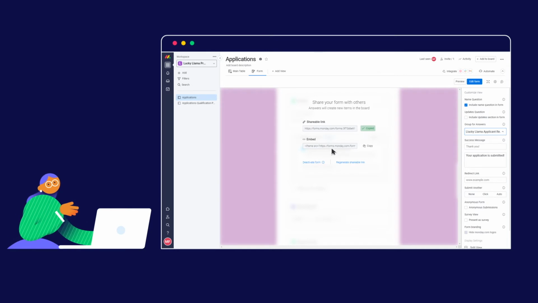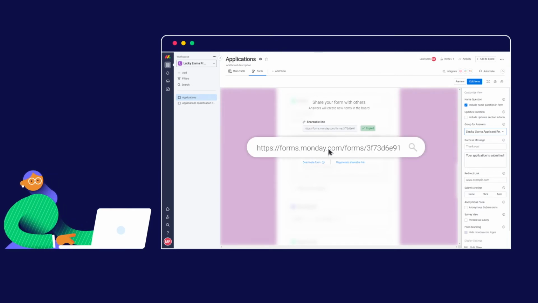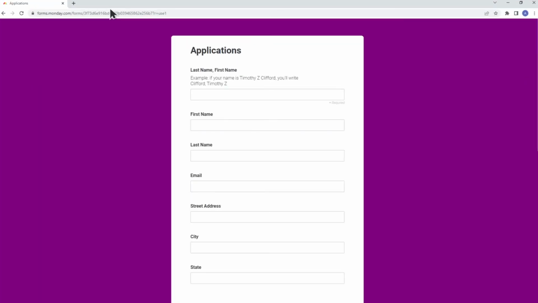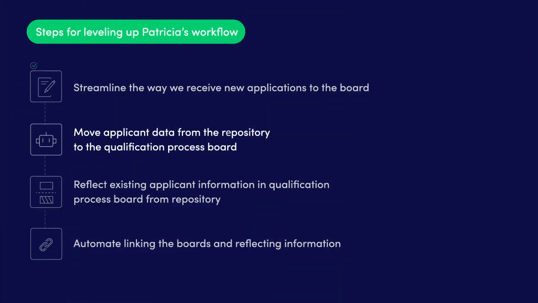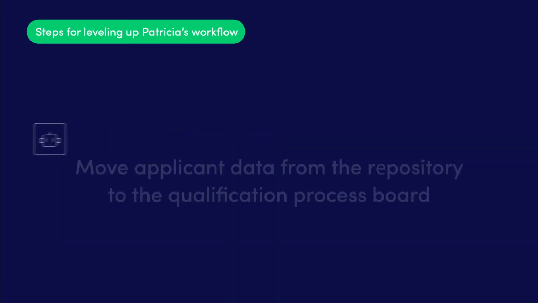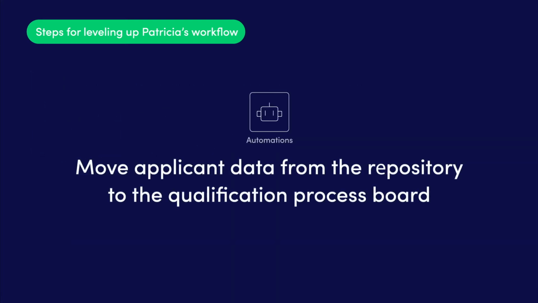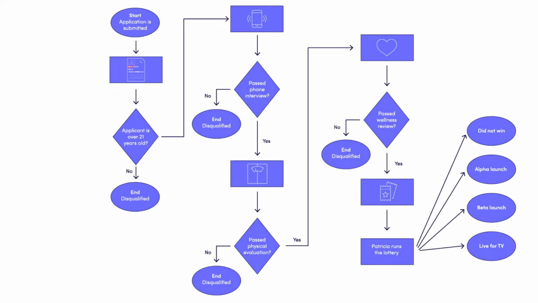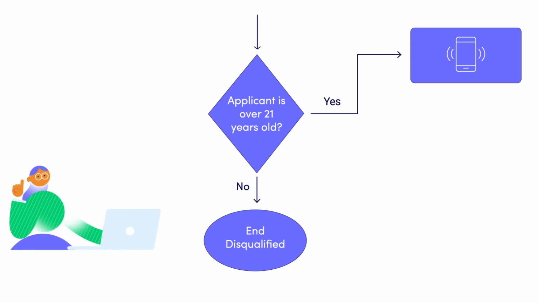That's awesome! So now all of the Lucky Llama applications will automatically be added to our repository board via the form? That's correct! Now that we've streamlined our new applications via forms, we can move on to the second step, using automation to move the data from the repository to the qualification process board. Let's go back to Patricia's process map for a moment to refresh our memories. We've dealt with the start of the process and the first step. Now moving on to my first decision point.